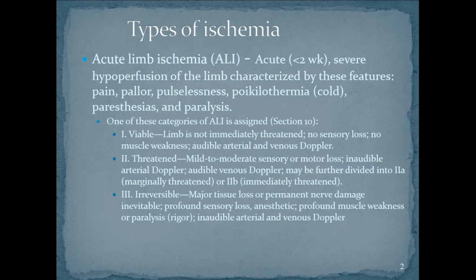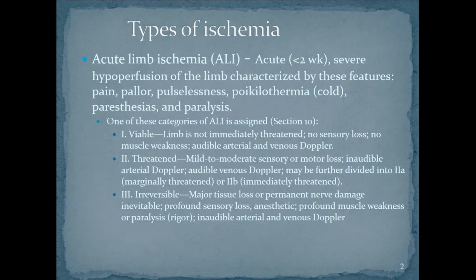So, firstly, we need to differentiate the types of ischemia. It can be acute limb ischemia, less than 2 weeks from the onset of symptoms. It is a severe hypoperfusion of limb characterized by the following features: the pain, the pallor, pulselessness, poikilothermia, cold extremity, paresthesias, and paralysis. One of these categories of acute limb ischemia is assigned.